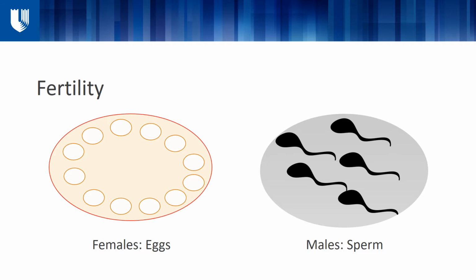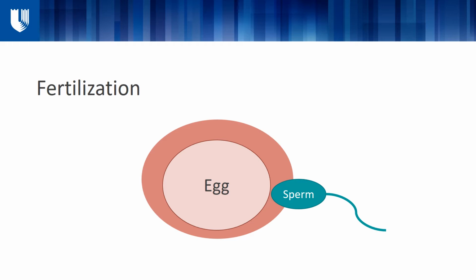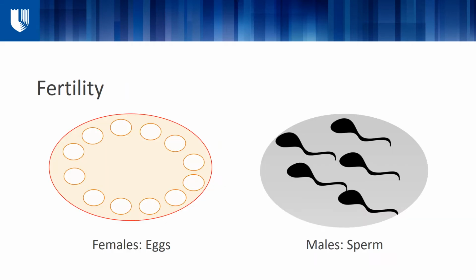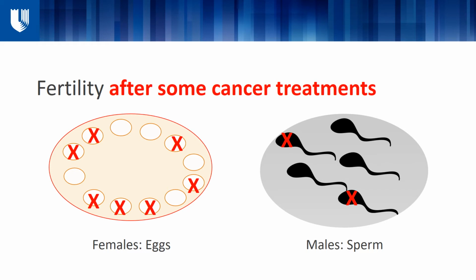You need special cells to make a pregnancy. In females, these are eggs, also called oocytes. In males, these are sperm. For a pregnancy to happen, an egg and sperm must come together in a process called fertilization. Certain cancer treatments, like chemotherapy, radiation, and surgery, might change someone's ability to have a child in the future.